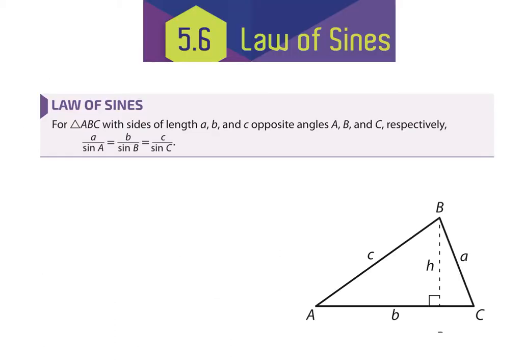So two things about law of sines and law of cosines. They work for any triangle. This is important because SOHCAHTOA only works for right triangles, all right? So if you are given a triangle that is not a right triangle, do not try to do Pythagorean theorem or SOHCAHTOA. You are wasting your time and you're going to get the wrong answer. It only works for right triangles. Those two things only work for right triangles.